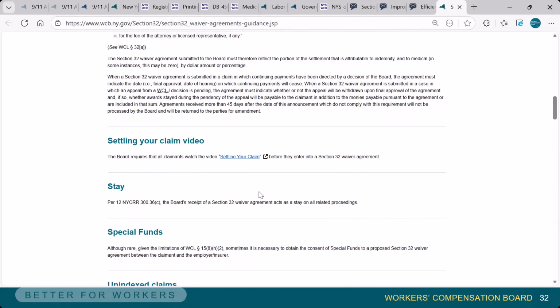We here at the board, we only review it, and then we either approve it or we reject it if it's unsound, legally unsound, like you did it wrong, or if it's unconscionable. But otherwise, it's probably going to get approved. And we do not negotiate it at all. We're not involved in negotiations at all. So this is between the worker and the payer.